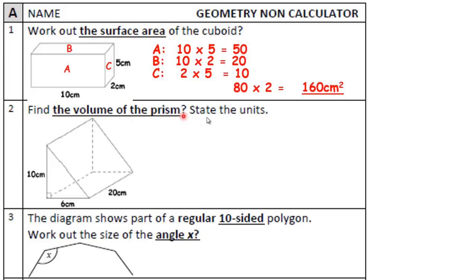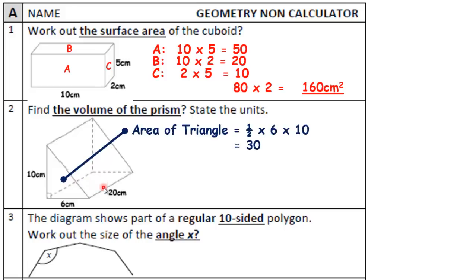Question 2. Find the volume of this prism. State the units. I know that because it's a volume and all the units are in centimeters, this is going to be centimeters cubed. I need to work out the area of this triangle at the front. To work out the area of the triangle, I need to do half base times height. So half of 6 times 10. 6 times 10 is 60. Half of that is 30.